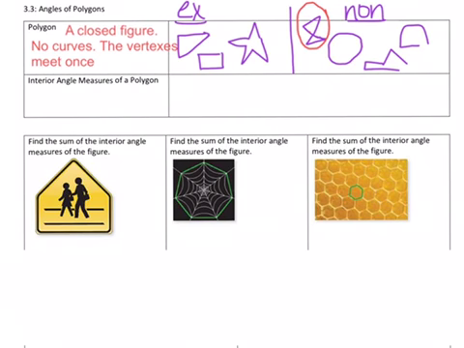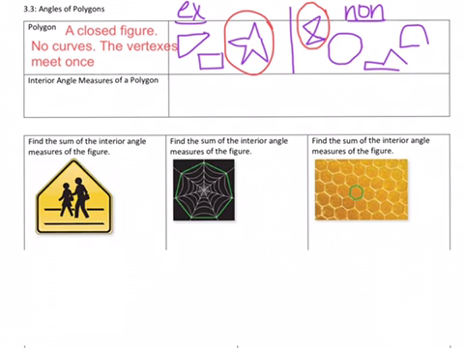So we know common polygons such as squares, rectangles, and triangles are all polygons, but we also don't have to have exact figures. This weird star-shaped one that I made has vertexes and no curves. It doesn't really look like a star because it's missing that one arm, but the vertexes all meet once, and it doesn't have to be a regular polygon, and we'll talk about that later.